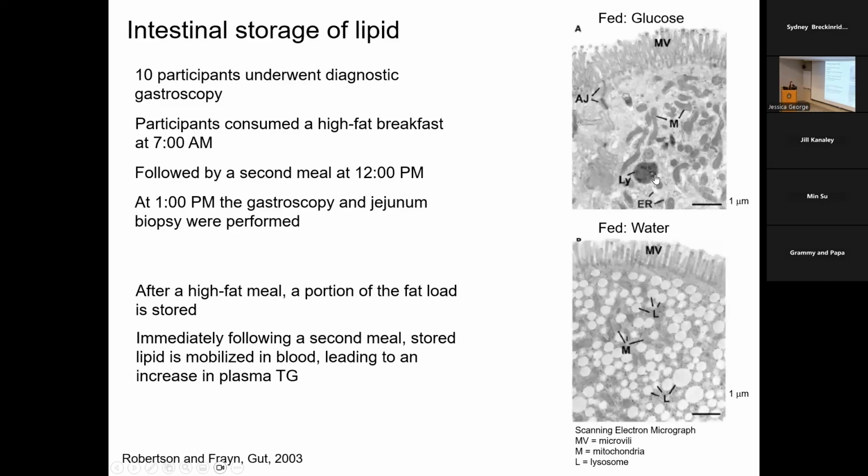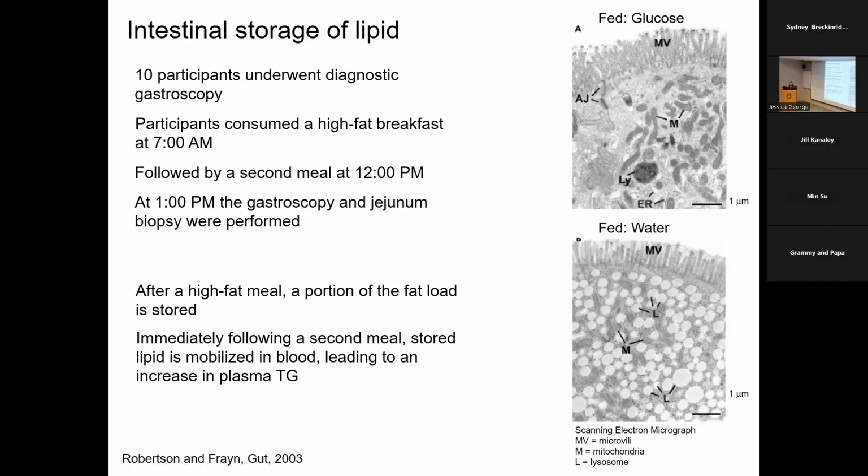So now we can see in these electron micrographs on the top, this is a picture of the intestinal lumen, and we can see the brush border. The top picture is someone who had the glucose and water, and the bottom is just water. So there was no glucose in what they drank. What we can see is that in the participant who consumed the glucose, there are much smaller and many fewer lipid droplets compared to the person who had only water.